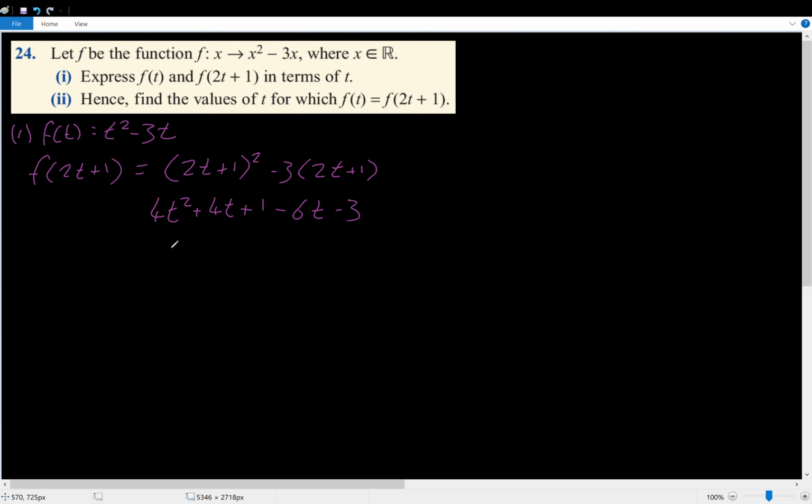And if we tidy that up a bit, we get 4t squared, and then 4t minus 6t is minus 2t, and 1 minus 3 is minus 2. And that's that one done out.